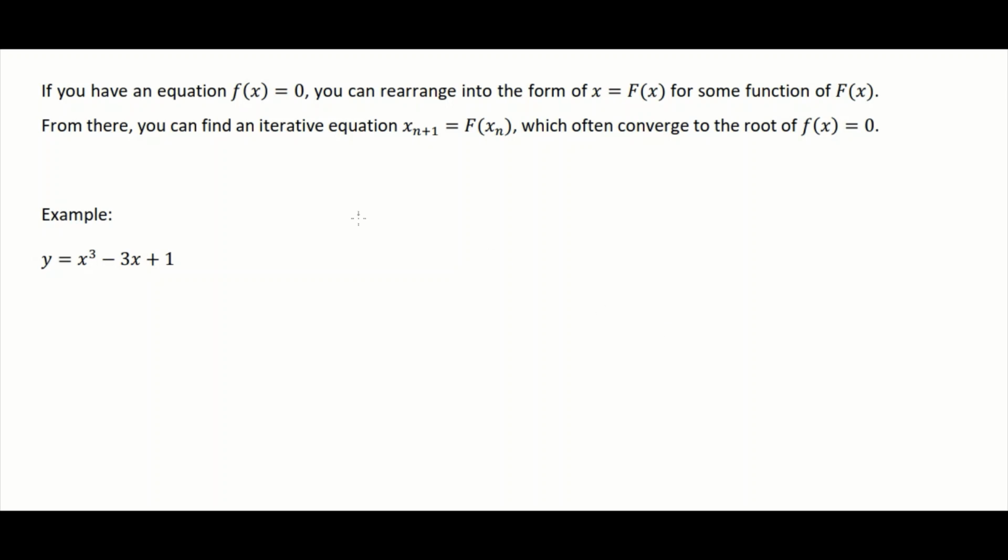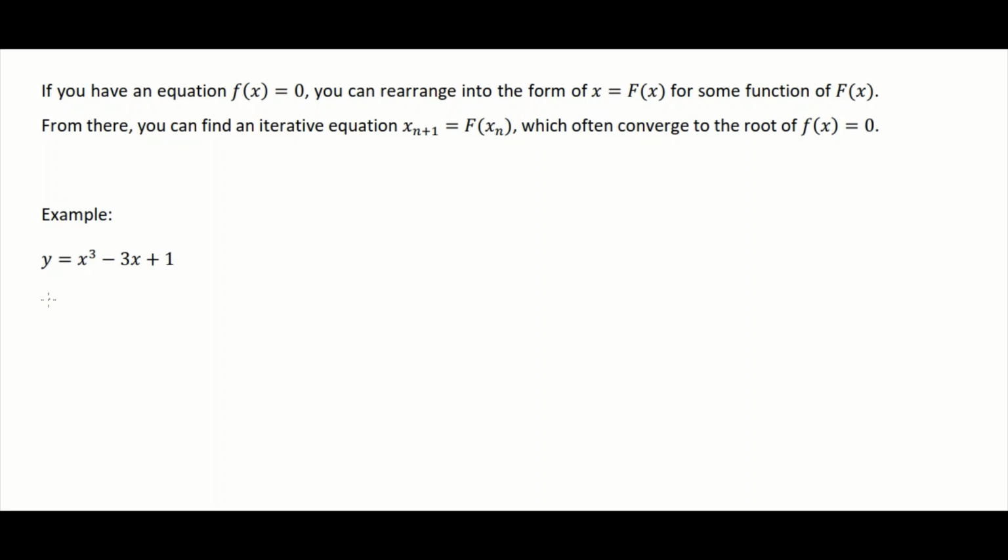Okay, so let's look at the notes here. If you have an equation f(x) = 0, you can rearrange it into the form x = g(x) for some function g(x). So how do we do that exactly? This is the equation that you have.